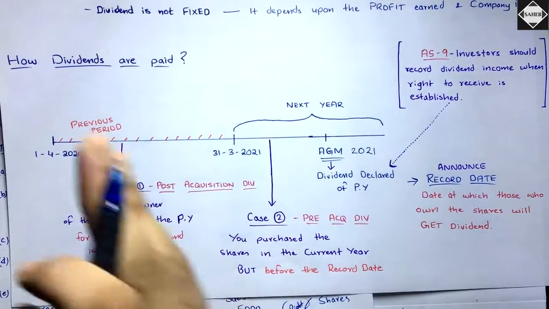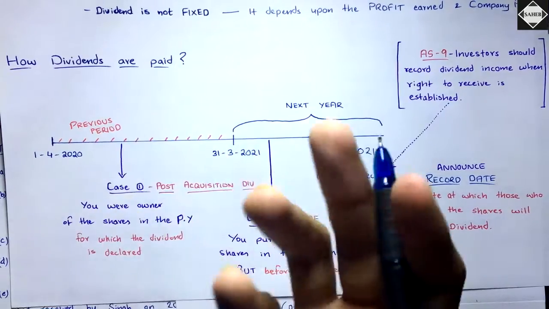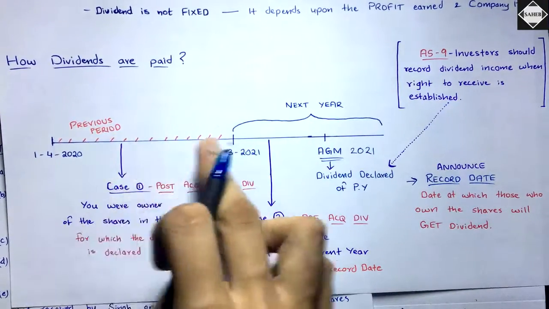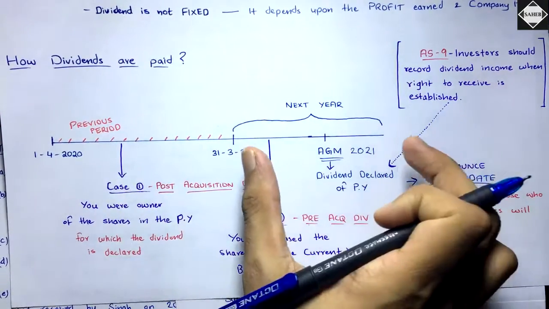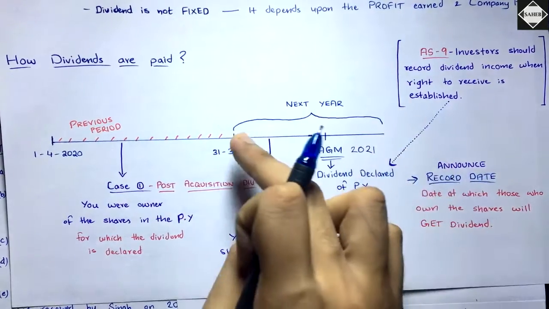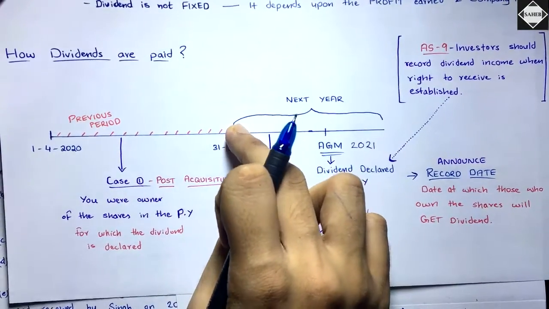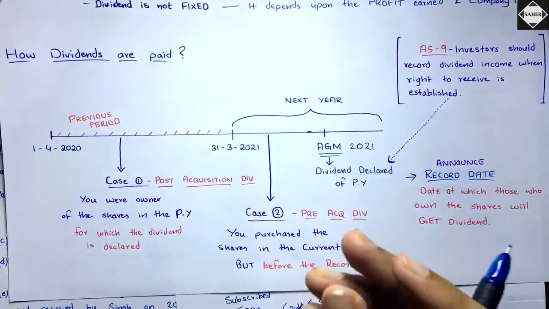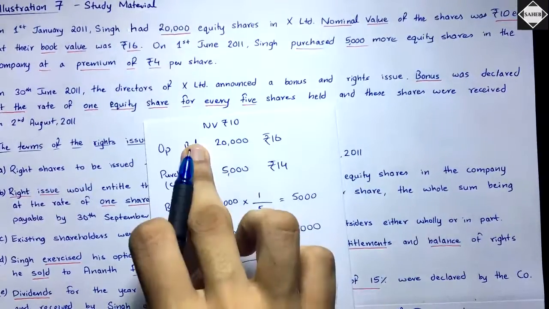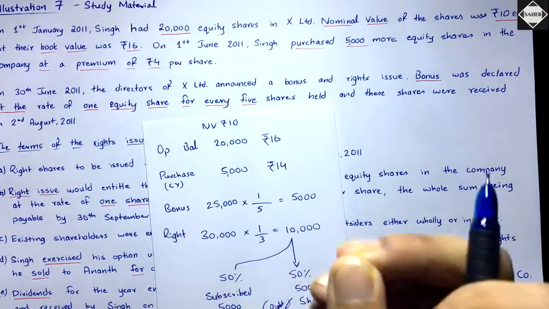You know how dividends are declared in the company: the dividend of a certain period is declared in the next year, and here we are preparing the investment account, so we'll have an opening balance over here. On that opening balance you will calculate what? Post-acquisition dividend. 15% on the opening balance is post-acquisition dividend.